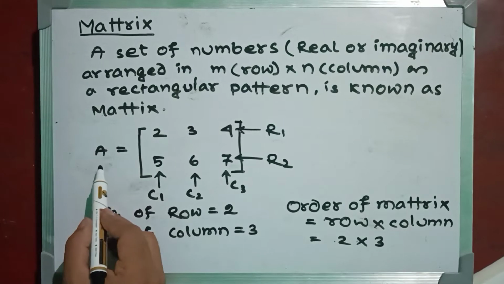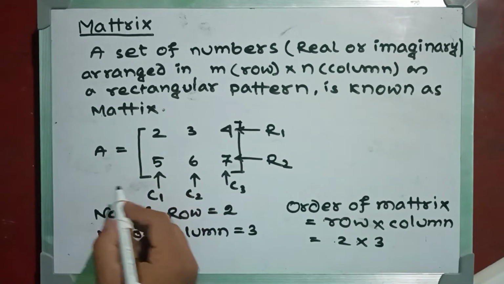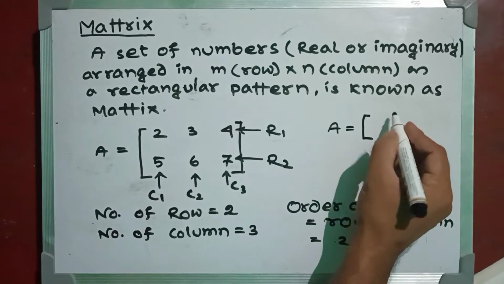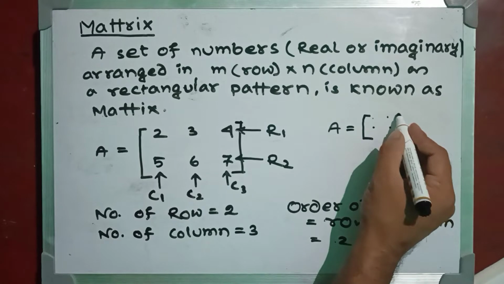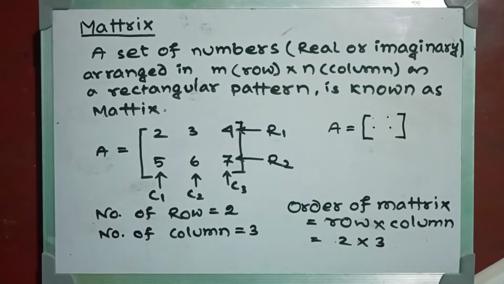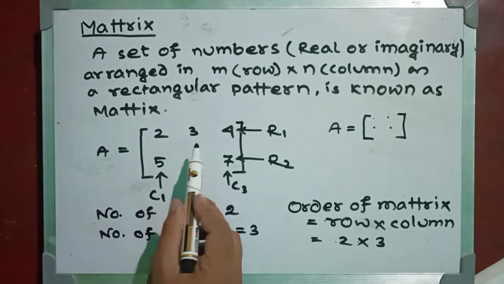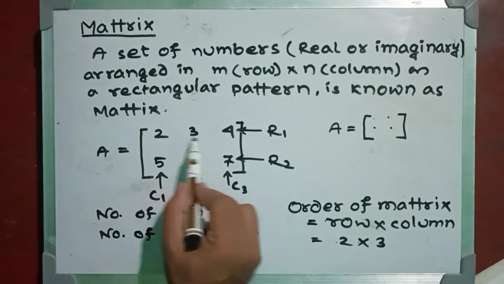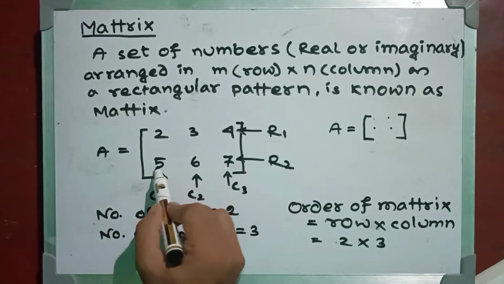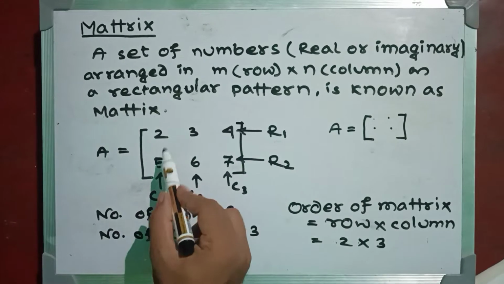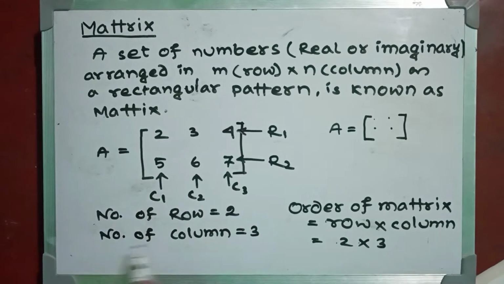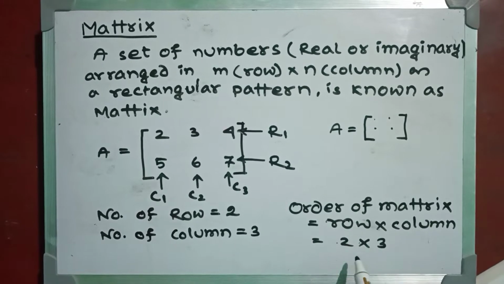I have taken a matrix A, and a matrix is written like this: A, in square brackets, and in between we write the elements, and then close the bracket. I have taken the matrix 2, 3, 4, 5, 6, 7. As you can see, there are 2 rows, R1 and R2, and 3 columns, C1, C2, C3. So the number of rows is 2, the number of columns is 3. The order of the matrix is rows cross columns, so it will be 2 cross 3.